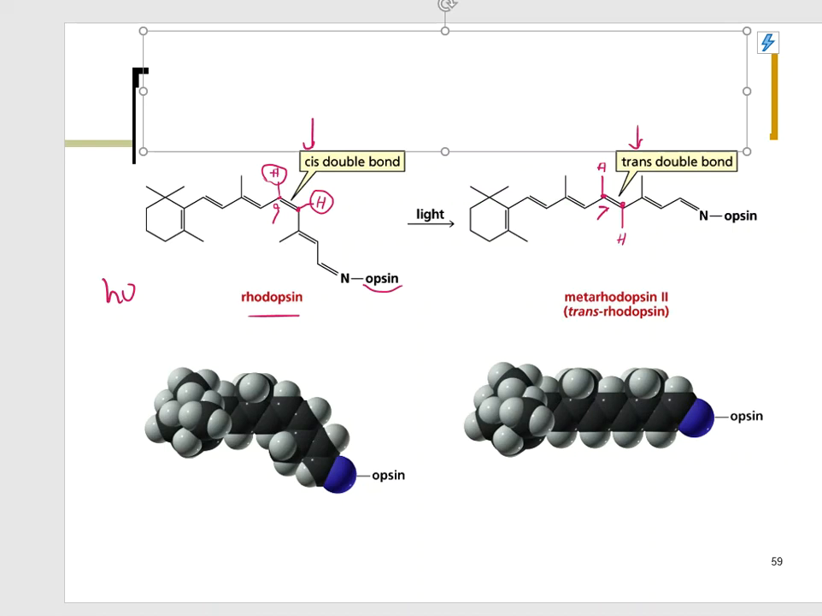All the other pieces of the bonds, all the other pieces of the molecules, who cares about that right now? But this is why cis and trans is so important. It's just one example. Just one example, that's all.